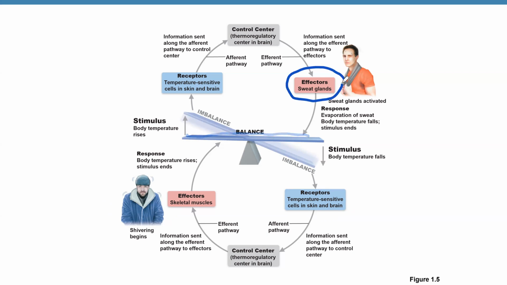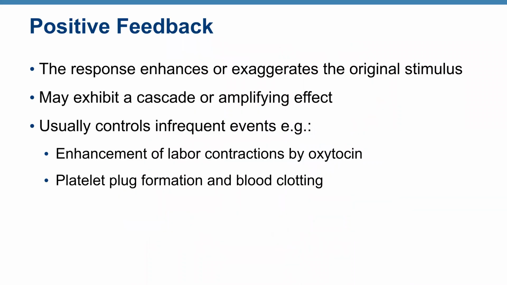Right, so you see, the effectors in this situation are your sweat glands if you're too hot, and when you're cold, effectors are skeletal muscles. So when you shiver, you warm your body up and return to normal temperature. So that's maintaining homeostasis, negative feedback. We do have positive feedbacks, where the response enhances or exaggerates the original stimulus, which may exhibit cascade or amplifying effects.